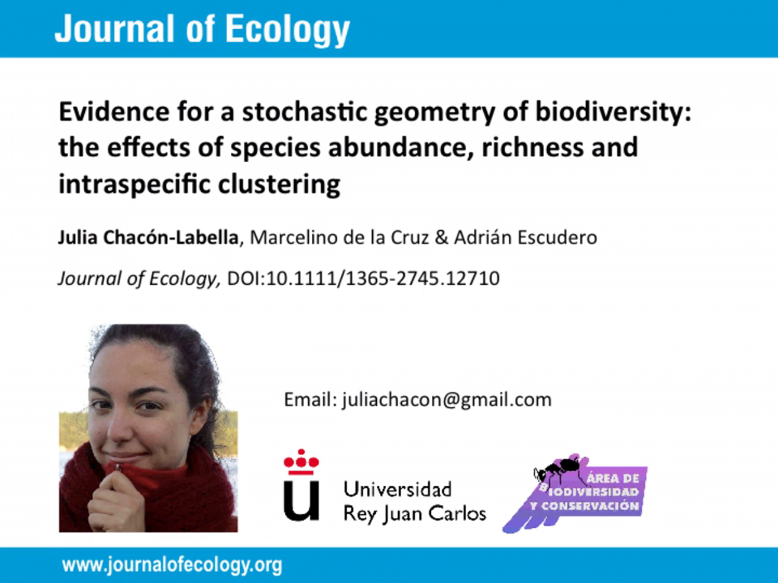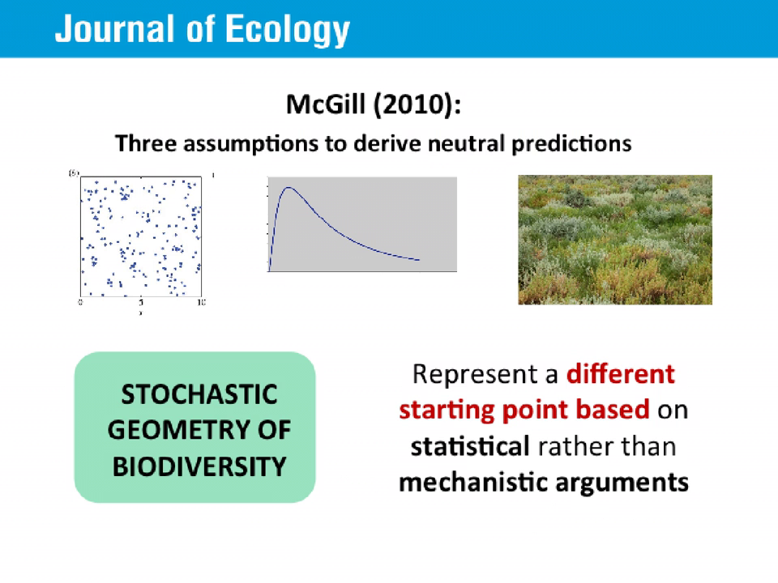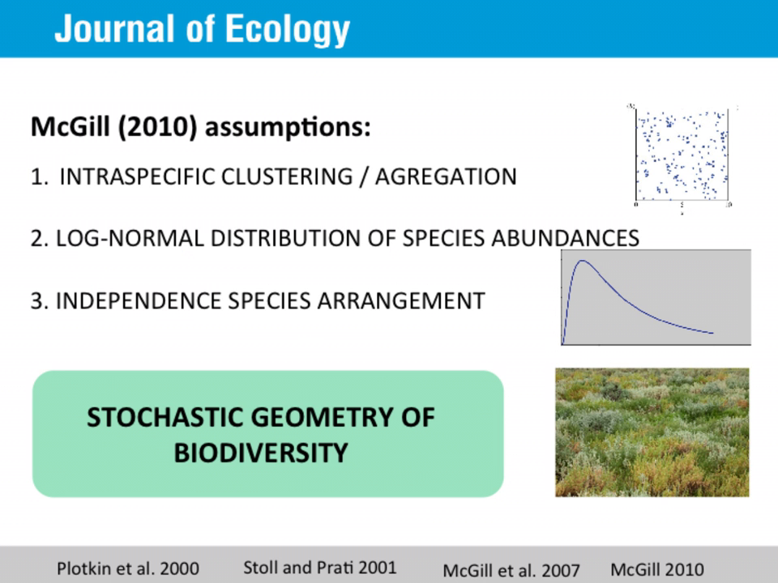Welcome to the Journal of Ecology video podcast about the paper Evidence for a Stochastic Geometry of Biodiversity: the Effects of Species Abundance, Richness, and Intraspecific Clustering. Despite the weak consensus regarding biodiversity theories, McGill 2010 identified a common set of three integrative rules which are shared implicitly or explicitly in all biodiversity theories. These three rules describe what has been called a stochastic geometry of biodiversity.